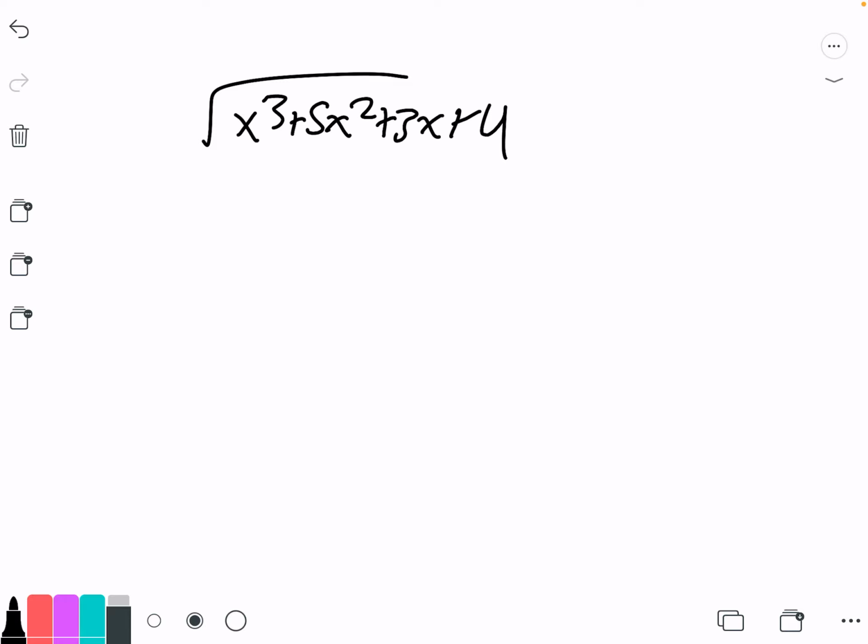So we're going to be dividing x cubed plus 5x squared plus 3x plus 4 by x squared plus 1. So like we started before, we're going to pick a value that we can multiply x squared plus 1 by to get us close to x cubed. So that would be x. So we're going to get x cubed plus x.